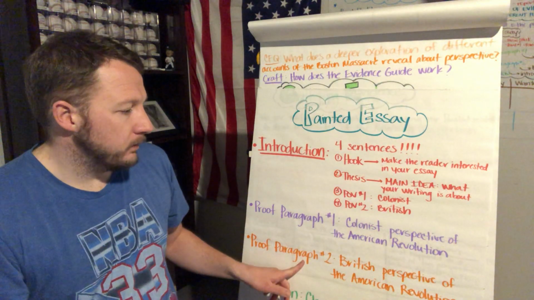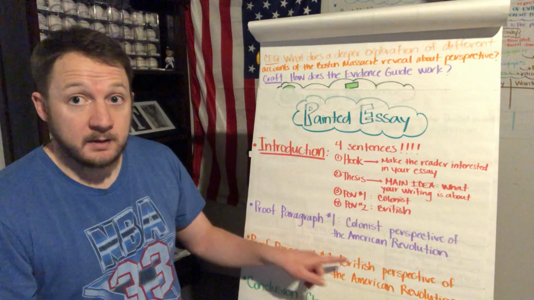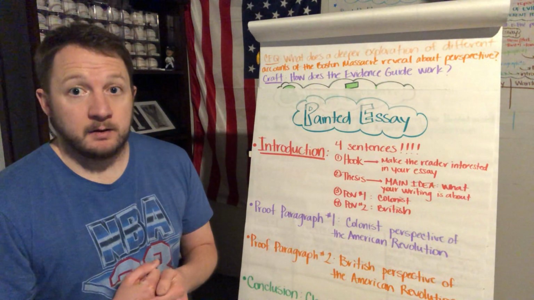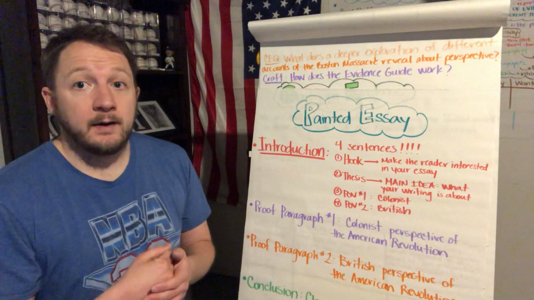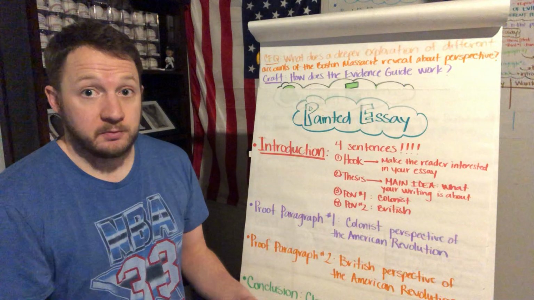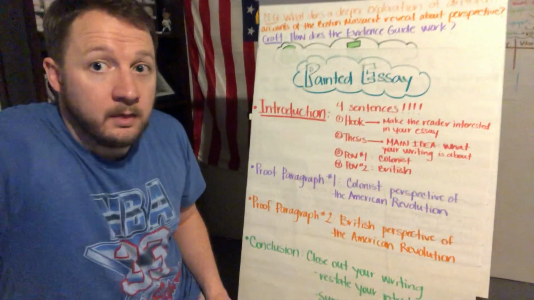Then proof paragraph number 2 is going to be the same as proof paragraph number 1, except from the British perspective. Why did the British want to fight the colonists? What happened? Why did the British feel they needed to act against what the colonists were doing? And then I'm going to tilt down just a little bit.